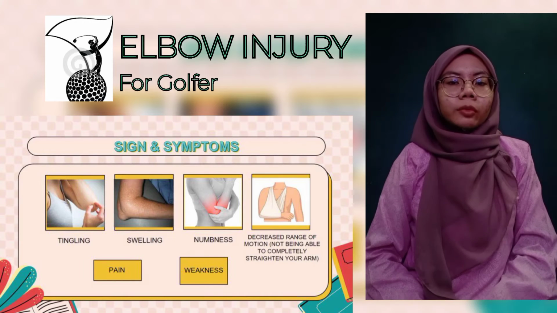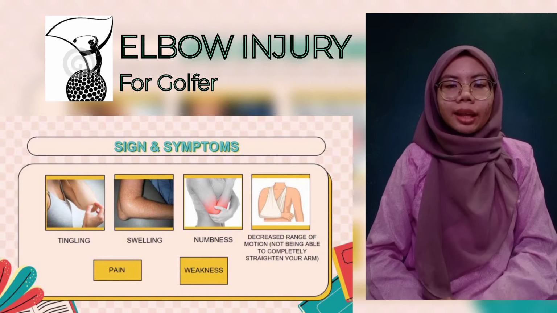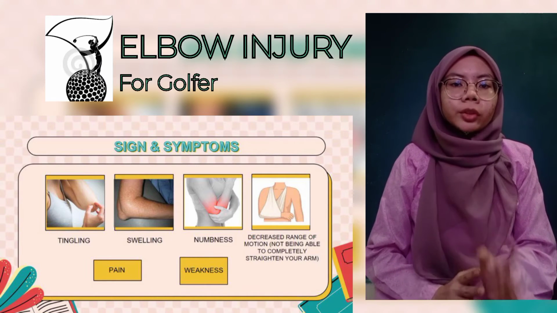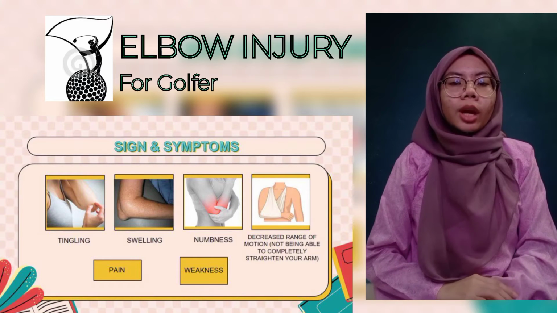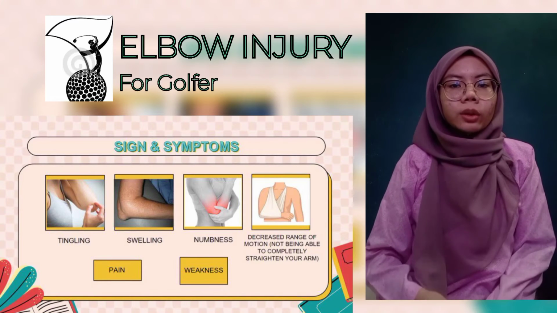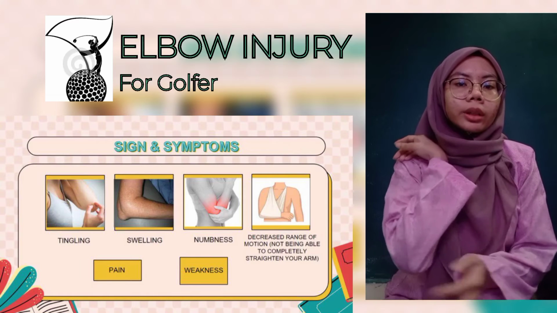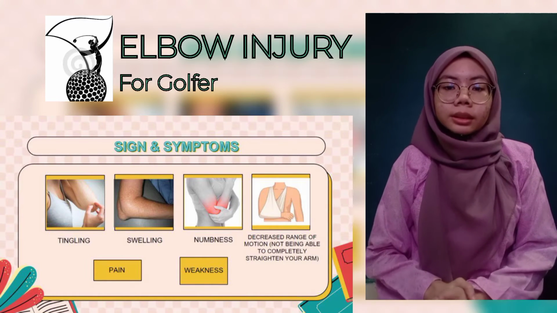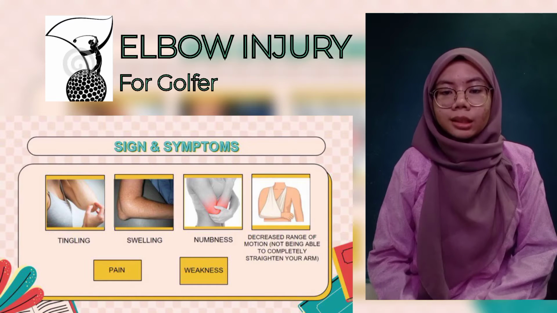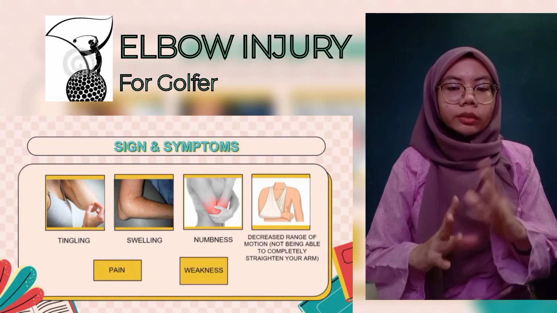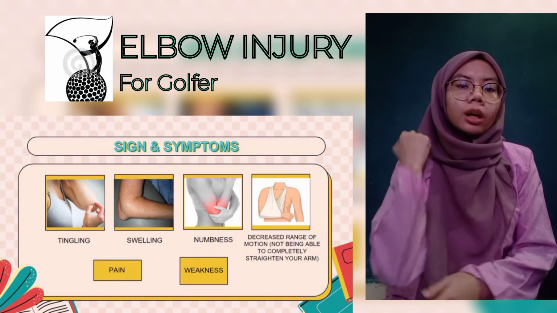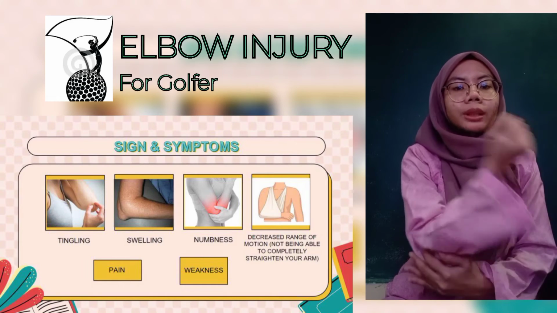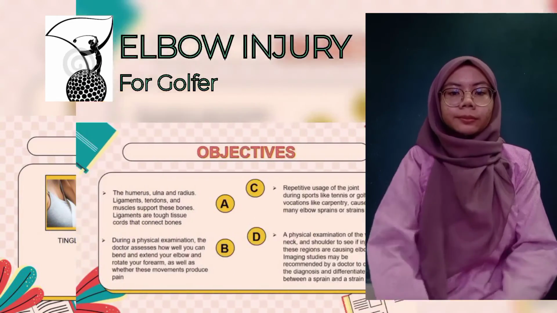Okay, so now let's move to our next slide, which is the signs and symptoms that can lead to elbow injury. When you are about to be exposed to elbow injury, you will feel tingling around your elbow area and swelling on your elbow. You will feel numbness, pain, weakness, and last but not least, a decreased range of motion, which means you are not able to completely straighten your arms.